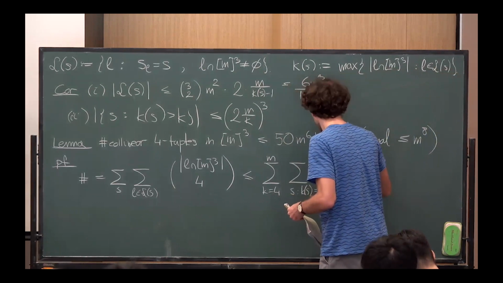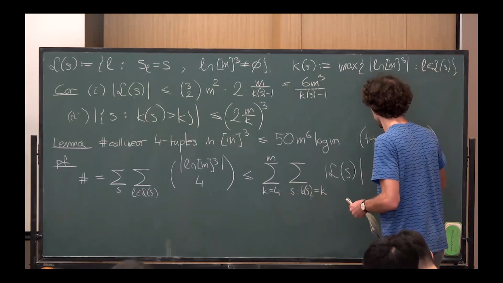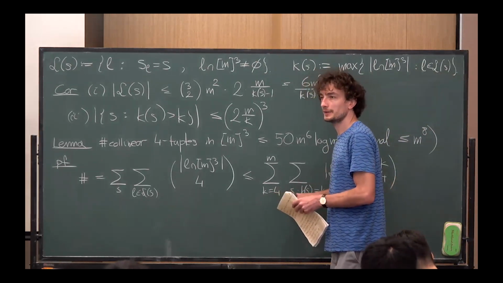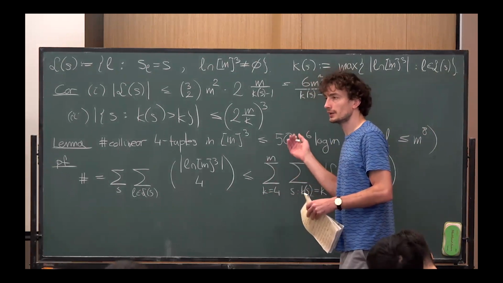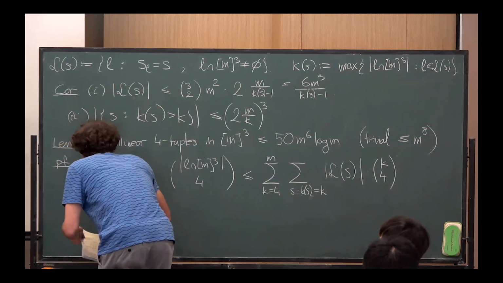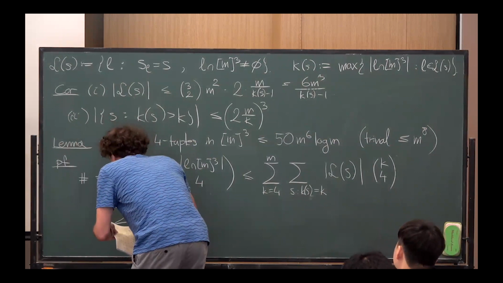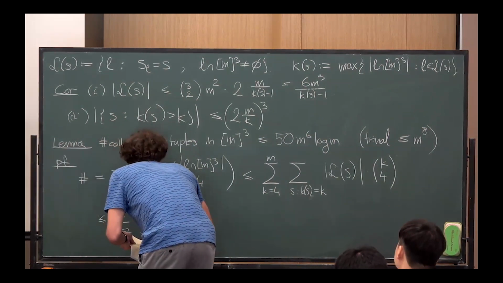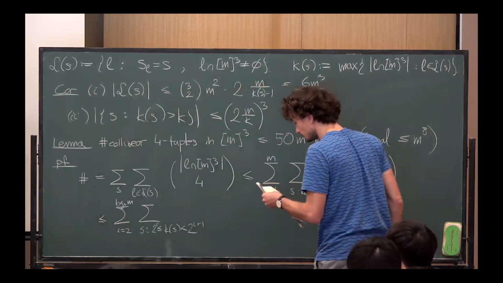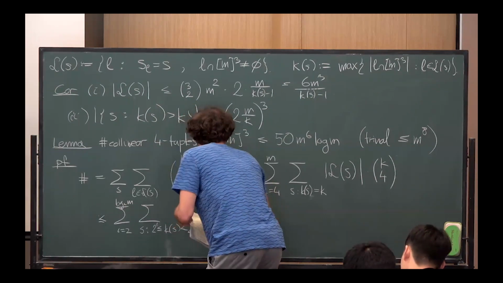And here, let's upper bound, maybe every line or most lines intersect in exactly k points. And then we have a factor of k choose 4. Let's change the sum to a dyadic sum. So let's group the k from 4 to 7, 8 to 15, and so on. So this is at most the sum over i from 2 to log base 2 of n, and then the sum over all s with k of s between 2 to the i and 2 to the i plus 1, and we get 2 to the i plus 1 choose 4.